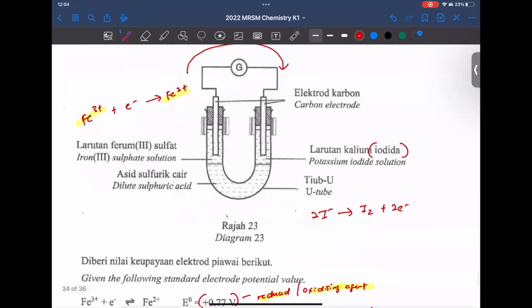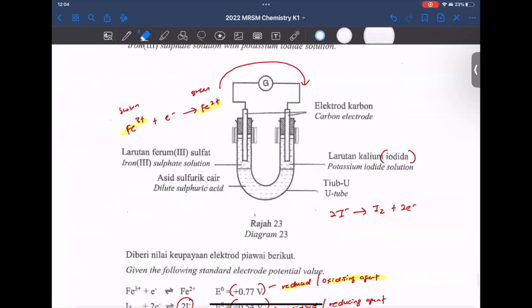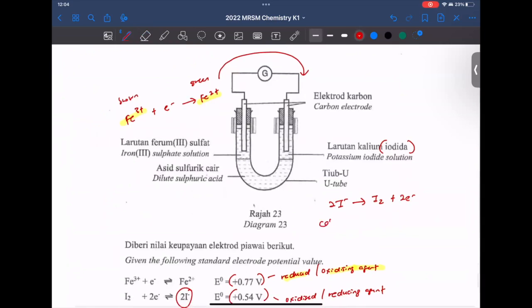Then what happens is that this one is supposed to be brown: Fe3+ is brown, Fe2+ is green. And then the I- is supposed to be colorless. If it becomes iodine molecule, it should be brown instead. Right? Iodine molecule is brown.